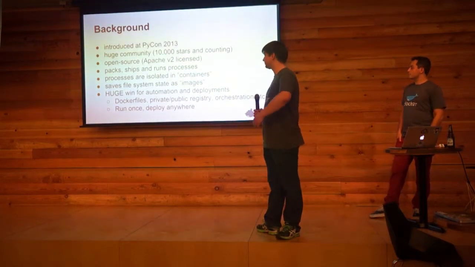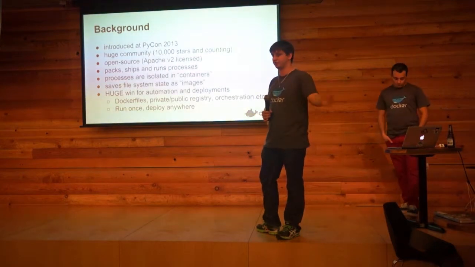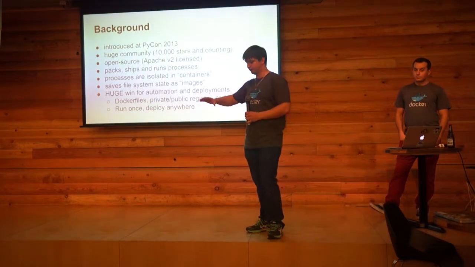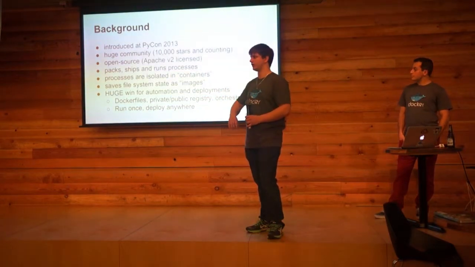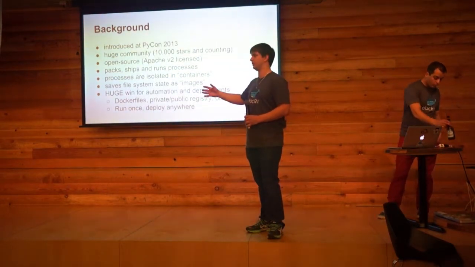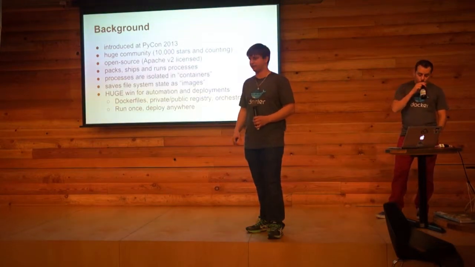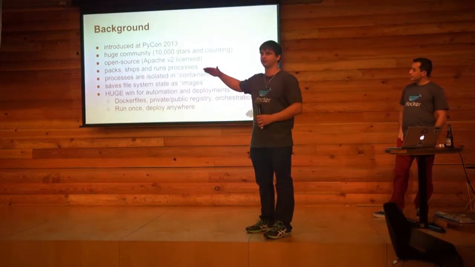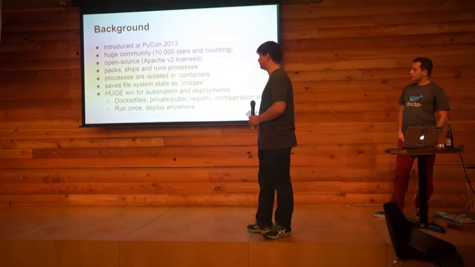And as well, you can save the file system state in images, so you can build upon different images as you go along. You can build a base container, and then say you want your database on that base container, you can build upon that. If you want some extension of that, you can build upon it. So it gives you extensibility where you can build upon different Docker images. It's a huge win for that.